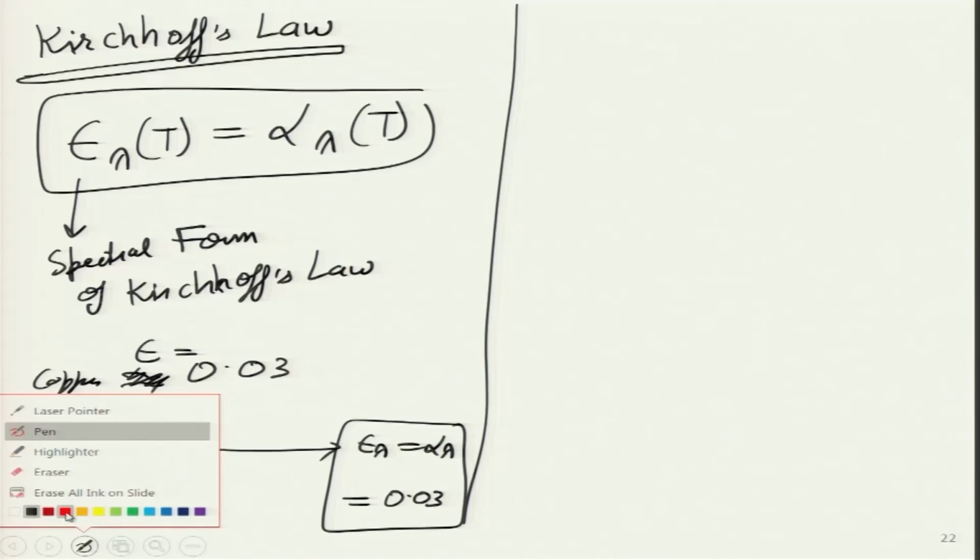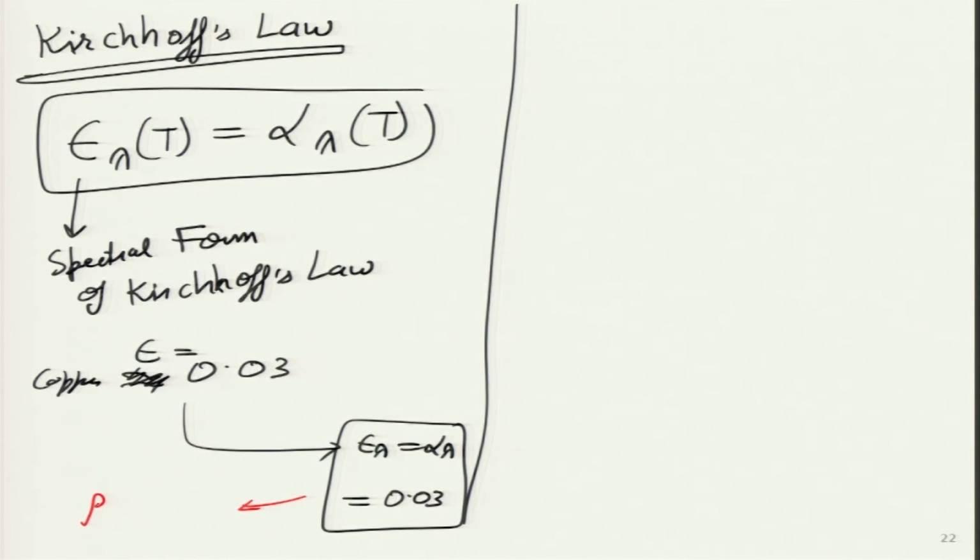What is happening to the rest? Metals cannot transmit, which means automatically we get from here that the reflectivity of this copper metal must be very, very high, which means 96, 97% of it is actually being reflected. So, the use of Kirchhoff's law is very, very critical when we are looking at spectral properties.